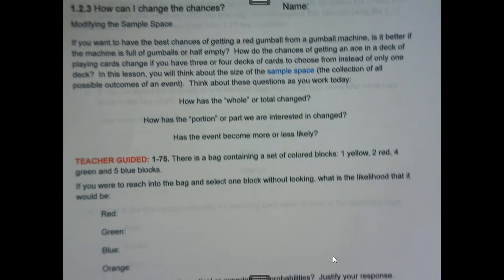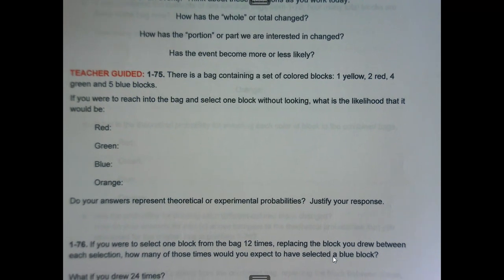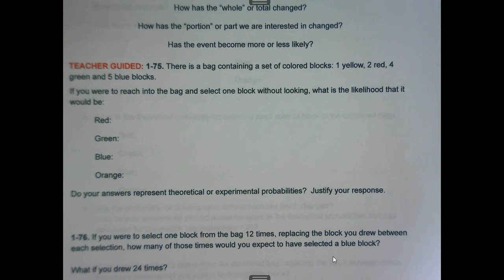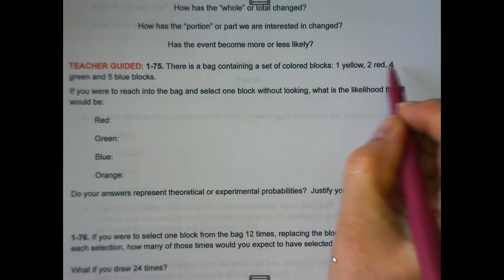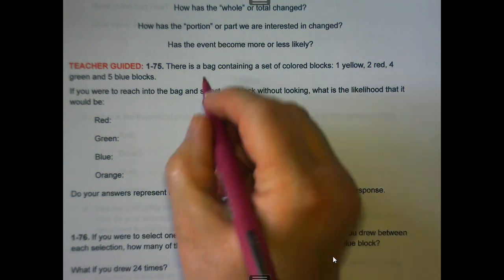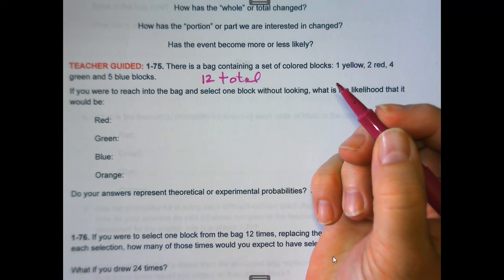All right, I'm going to talk you through exercise 1-75. In 1-75, we have a bag containing a set of colored blocks: 1 yellow, 2 red, 4 green, and 5 blue blocks. If I count those up, because that's what I want to do first, I want to find out my total whenever I'm doing an exercise like this. 5, 9, 10, 11, 12. So I have 12 total blocks.